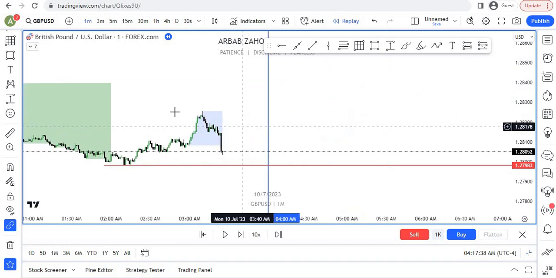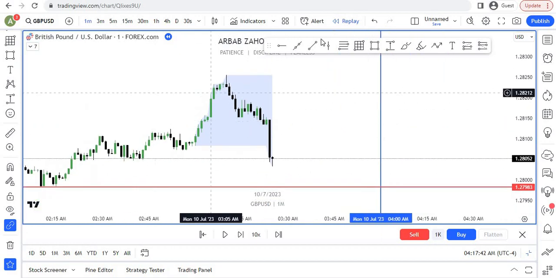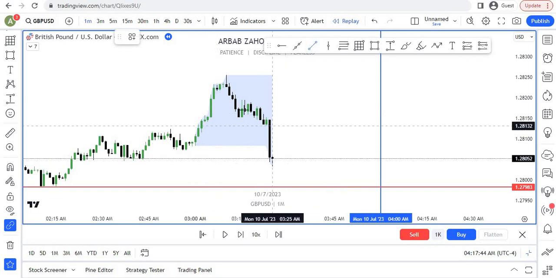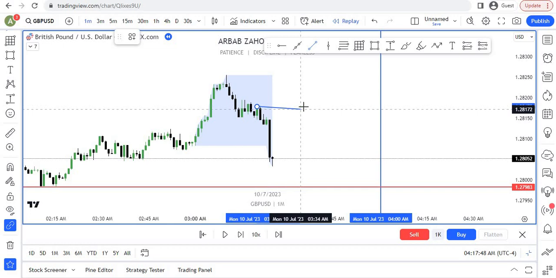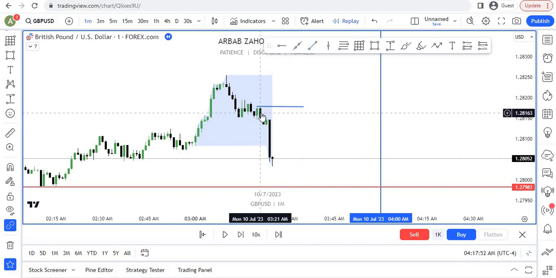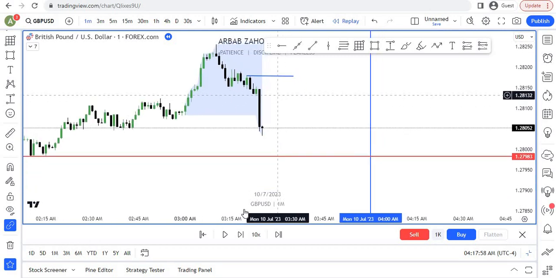Now here, where do we have a valid swing point? We have this valid swing point, this one, because the green candle is the biggest one. The left candle and right candle did not go above this candle's wick. So it's a valid swing point as per ICT.